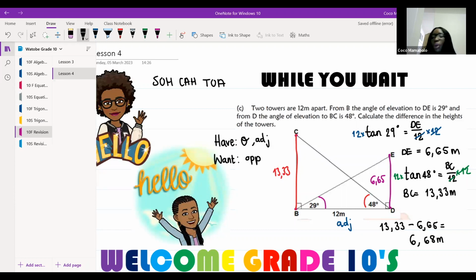6,68 meters. What that actually tells us is, from the point E over here, to get to that point there, we still have to go up 6,68. That's what that is telling us.